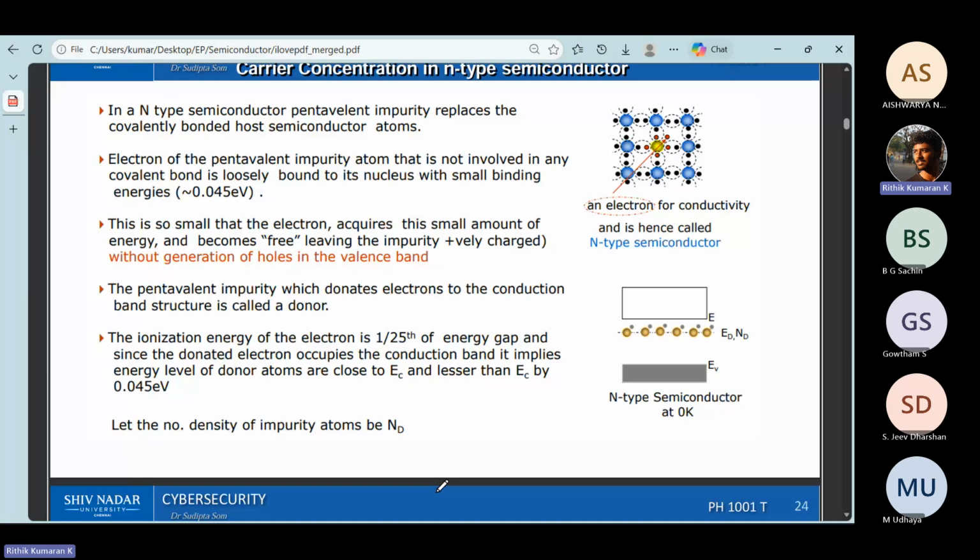Also, see this value 1 by 25 they have given. This comes from pretty simple maths, which is not needed for this topic. You take the whole energy gap and also the gap needed for phosphorus. For silicon, it's around 1.1, and for phosphorus around 0.45. You use a formula comparing the silicon energy gap with the phosphorus energy gap, and you get a ratio of 1 by 25. So that is what they are saying, that the ionization of an electron is 1 by 25th.